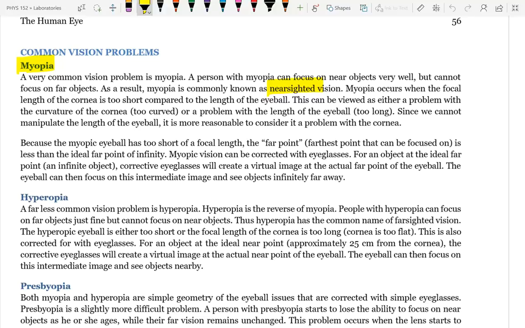But go ahead, Amanda. I have a question too. Why is squinting that helpful? Why does squinting help? I will answer that, but let me go through all of this first. But squinting definitely helps, as you know.